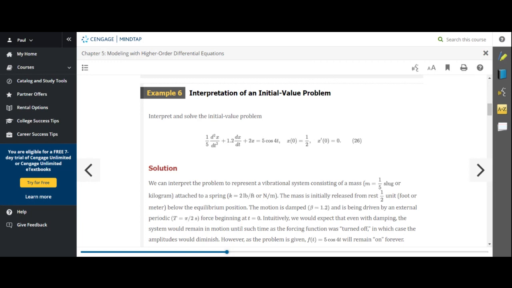Now, sometimes in problems you'll have examples where the mass is released with a downward velocity of 2 feet per second. Well, the downward velocity would mean that x prime of 0 equals 2. So you have to be careful with your initial conditions to get them right, because you need them for the problem. The motion is damped and is being driven by an external force beginning at t equals 0.